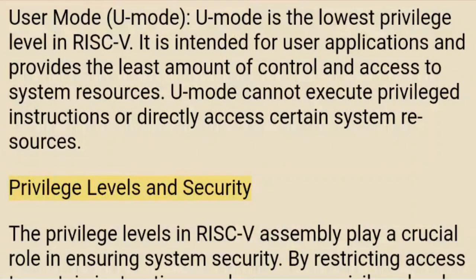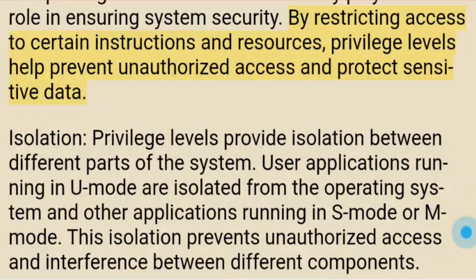Privilege levels and security. The privilege levels in RISC-V assembly play a crucial role in ensuring system security. By restricting access to certain instructions and resources, privilege levels help prevent unauthorized access and protect sensitive data. Isolation. Privilege levels provide isolation between different parts of the system. User applications running in U mode are isolated from the operating system and other applications running in S mode or M mode. This isolation prevents unauthorized access and interference between different components.